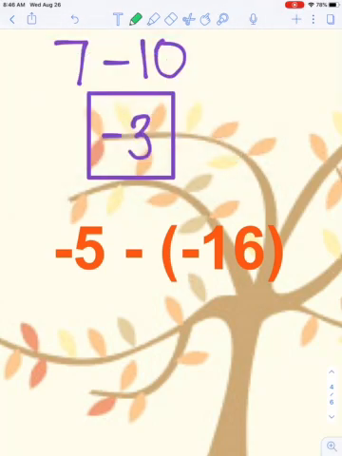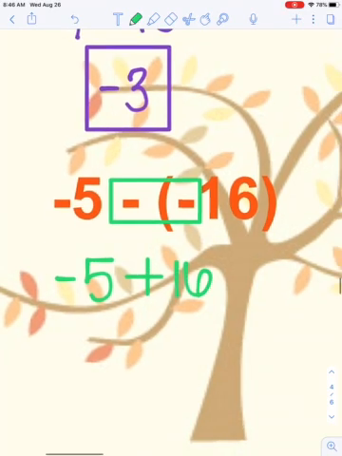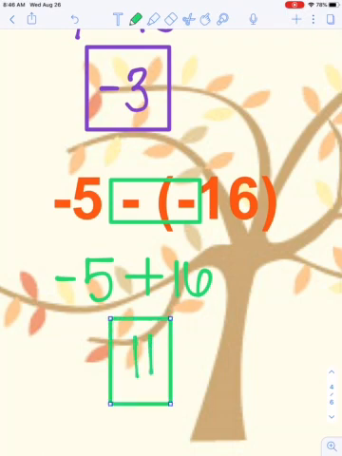The last one has two subtraction signs. Two negatives always give you a positive. So you're going to rewrite it with the -5, and then those two negatives merge together and just make one positive, and then 16. And then -5 plus 16 gives you 11.